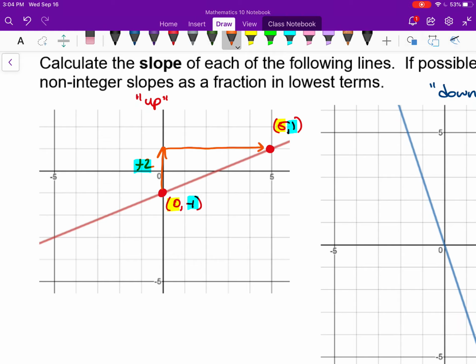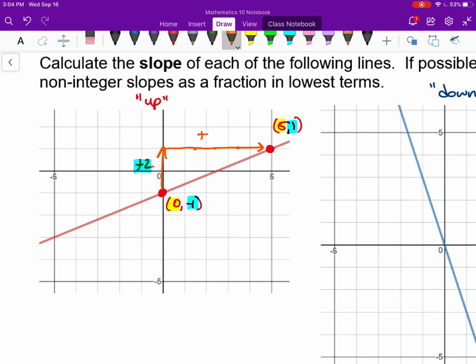It goes up 2. And what's my run? What's my horizontal change? Well, I count the squares. 1, 2, 3, 4, 5. That's my horizontal change. So to go from one point to the next, I go up 2 over 5. So my slope is 2 over 5. And this is a fraction. I think it's great to just leave it as a fraction. If I could reduce the fraction, I would, but it's already in lowest terms.